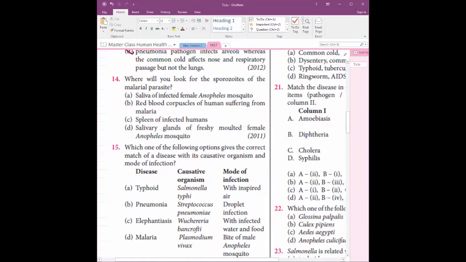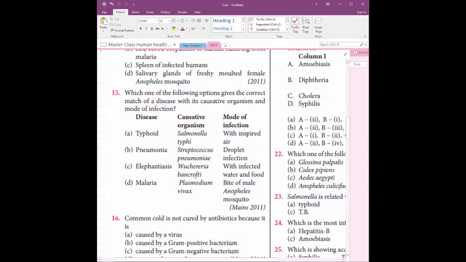Okay. Where will you look for the sporozoites of malarial parasites? Where will you look for sporozoites of the malarial parasites? Yes, very nice. Himanshu is right, and I believe Arya is right. Guys, this is going to be seen in the saliva of the infected female Anopheles, because when she is going to bite you, she is going to transfer it into your body. So there also we are going to see it. So yes, this is the right answer, guys.